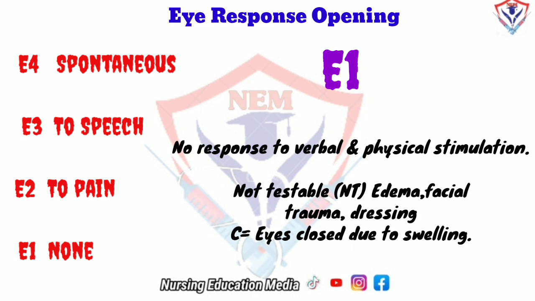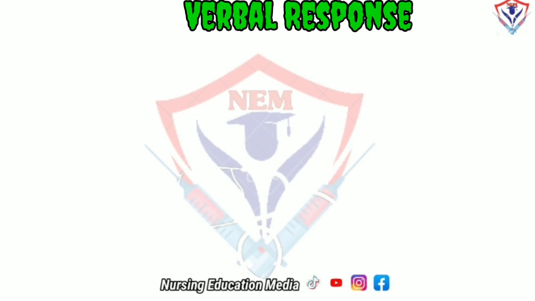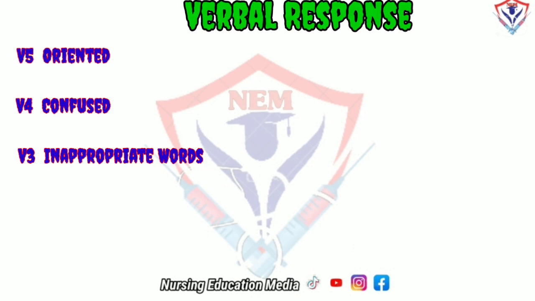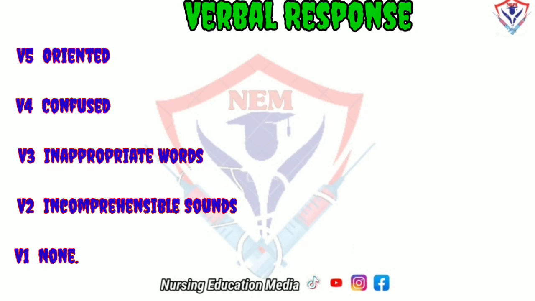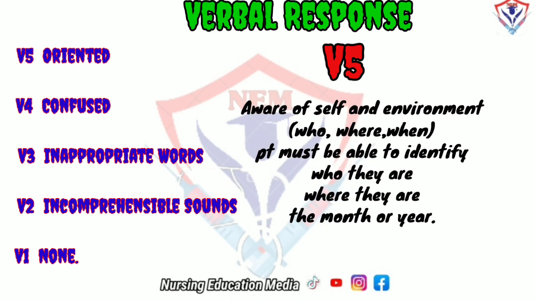Let's discuss the next component, that is verbal response, where we try to engage the patient in conversation and assess if they are oriented. The first score is V5, that is oriented. Here, the patient is aware of self and the environment, who, where, and when. Patient must be able to identify who they are, where they are, and the month or year.